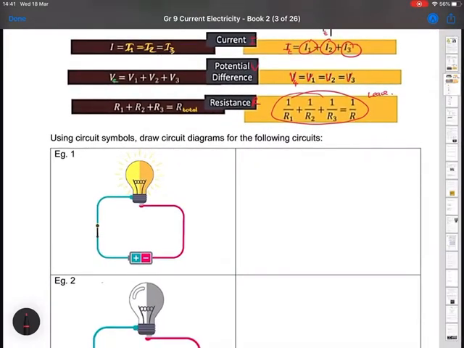Okay, I want you guys to draw circuit diagrams for these circuits. I'm sure you remember from last year. These are the types of diagrams that you did last year. Remember, pencil and ruler, please, guys, otherwise you will lose marks in tests and exams. It has to be pencil and ruler.